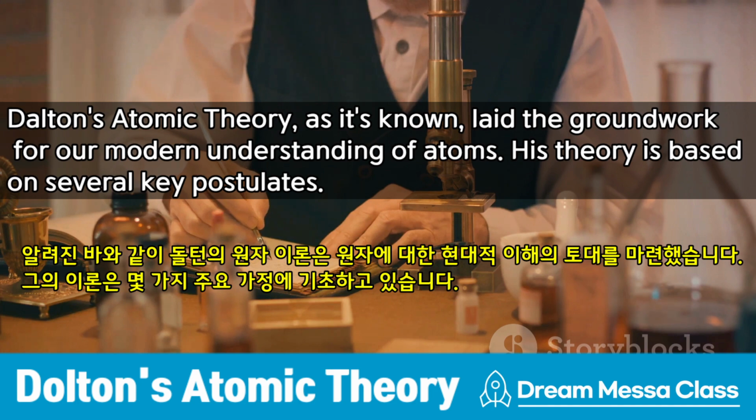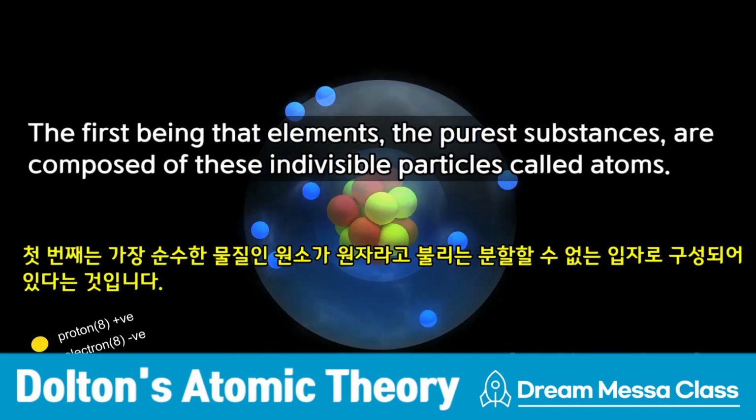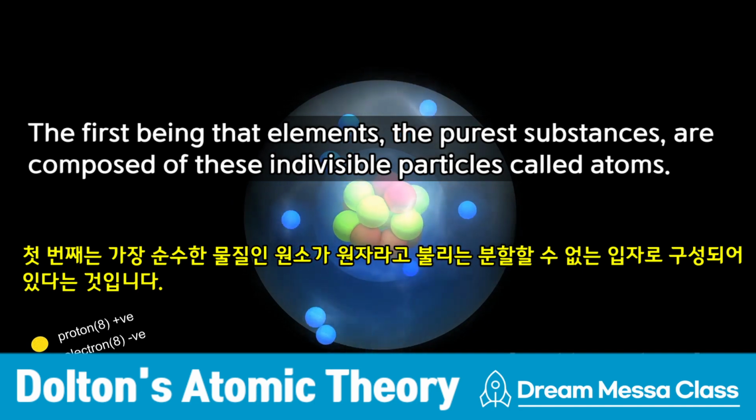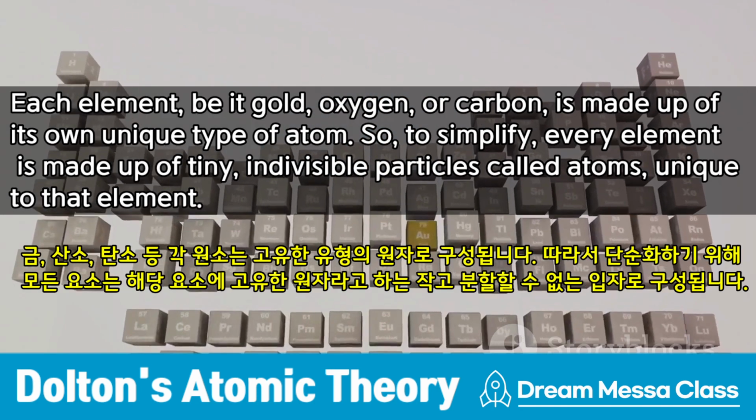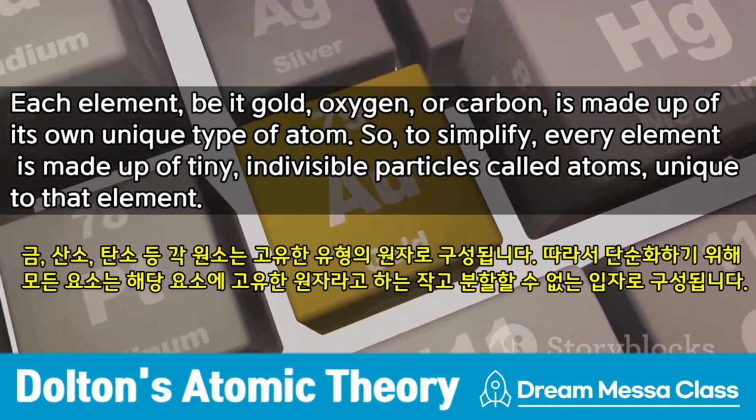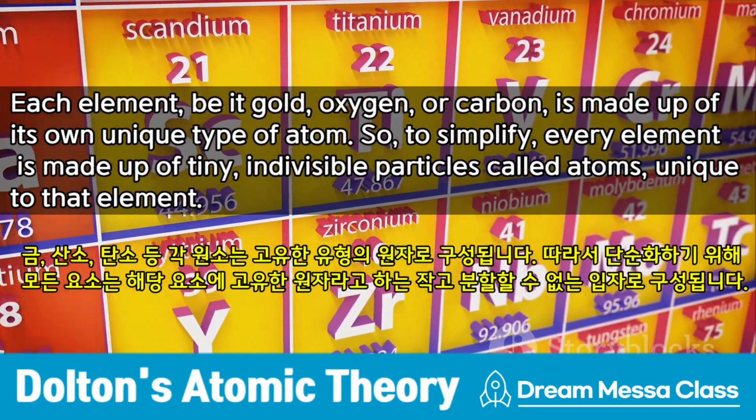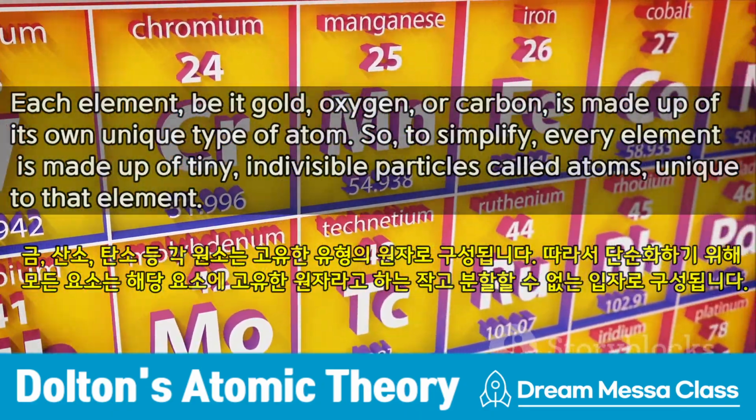His theory is based on several key postulates, the first being that elements, the purest substances, are composed of these indivisible particles called atoms. Each element, be it gold, oxygen, or carbon, is made up of its own unique type of atom. So, to simplify, every element is made up of tiny, indivisible particles called atoms, unique to that element.